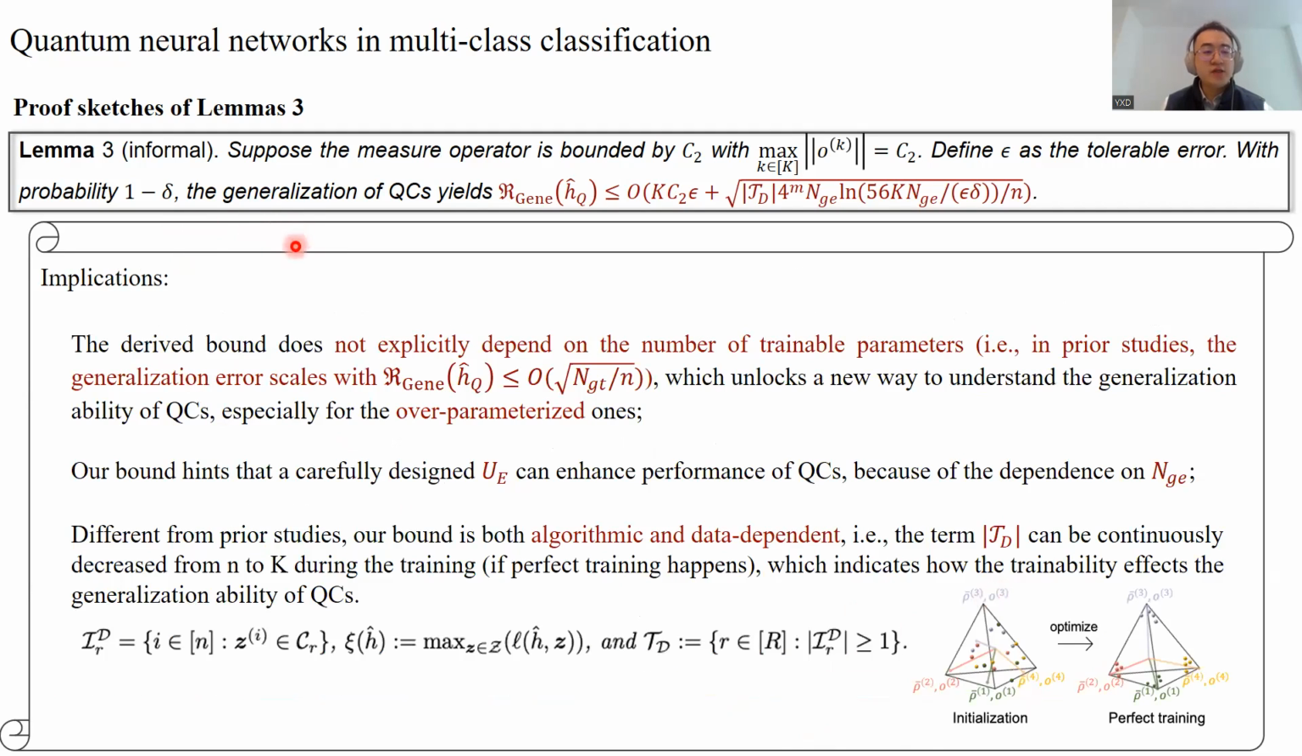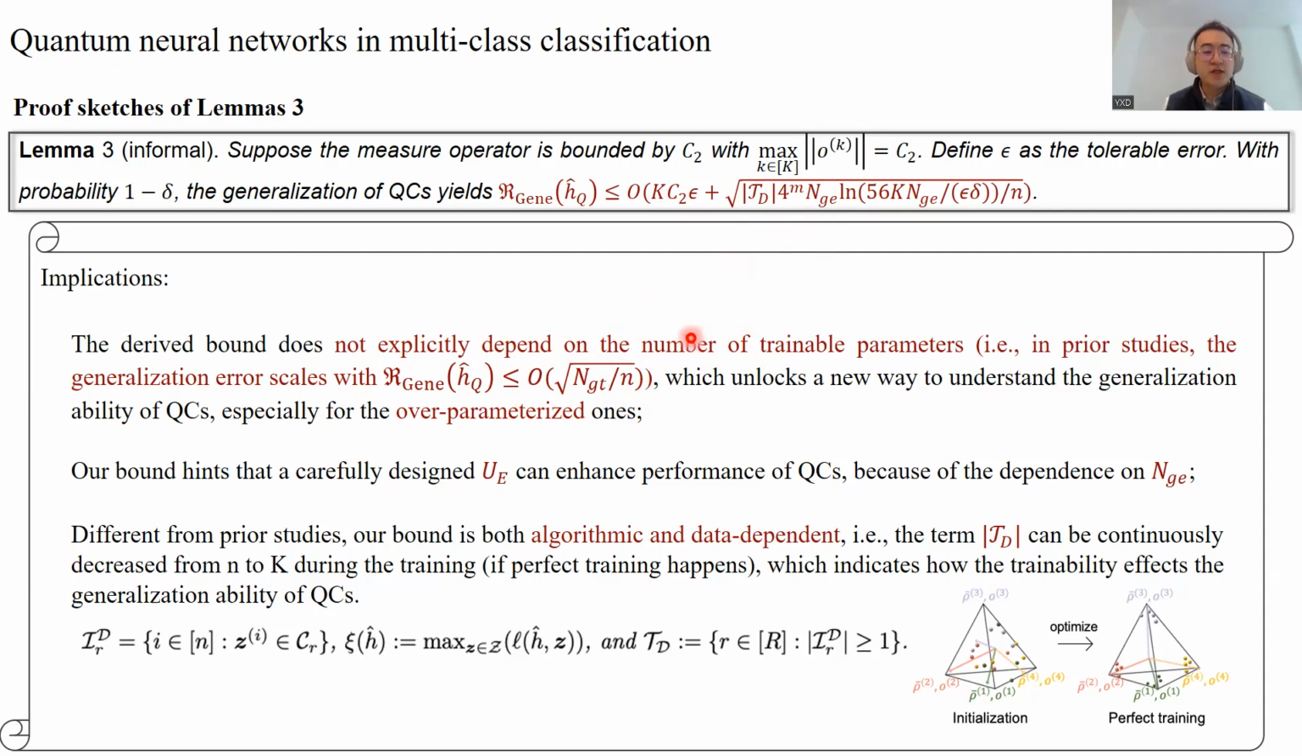And the implications of lemma 3 are listed here. As we can see in this generalization upper bound, it doesn't depend on the number of trainable parameters. This is very important to use this bound to explain over-parameterized generalization error, because in previous studies, the generalization error is upper bounded by the number of trainable gates, which means how many trainable variational quantum gates are in the ansatz. So if we want to use that bound to understand the power of quantum classifiers, it will lead to a vacuous bound. It's non-meaningful. But our bound is more reasonable because it doesn't depend on this term.